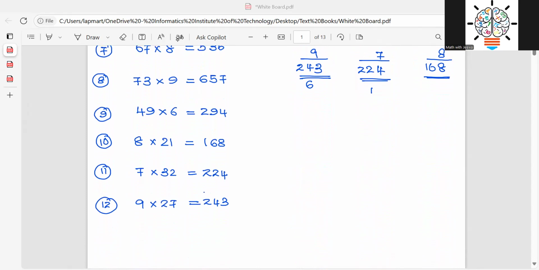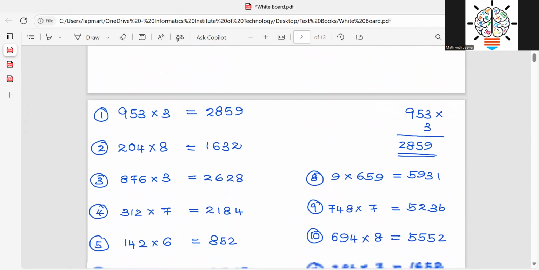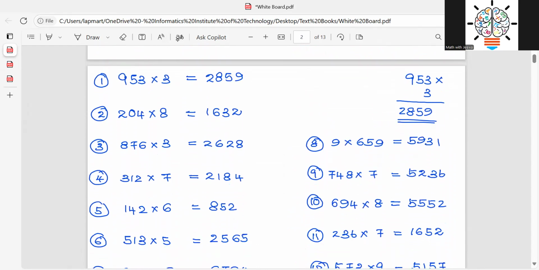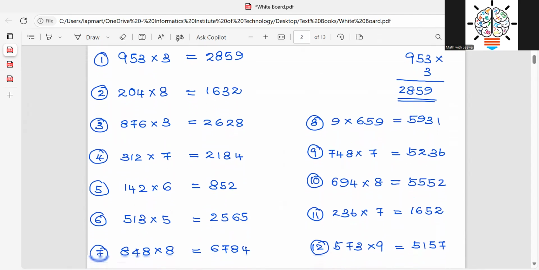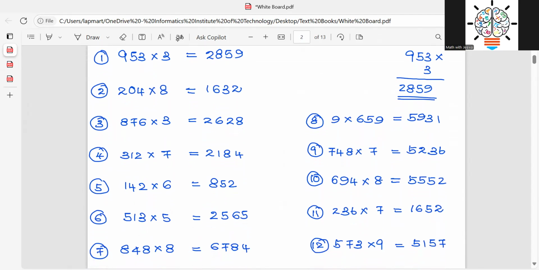Right. Next we have the 3-digit numbers. Here I have not shown all the workings, but only one. We write 953 multiplied by 3 like this, and see whether you got the answers like this. You can pause the video and check whether you have got the answers like this. Once you are done with that, check whether you got the answers correctly.